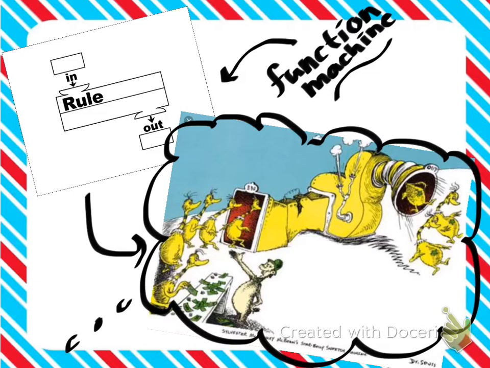On one side, the creatures are going in. Inside the machine, something's happening to them, and then they pop out the other side of the machine, and you can see that they come out with a green star in their bellies, which they didn't have when they first came in. So that's what we're going to be doing with the function machines.